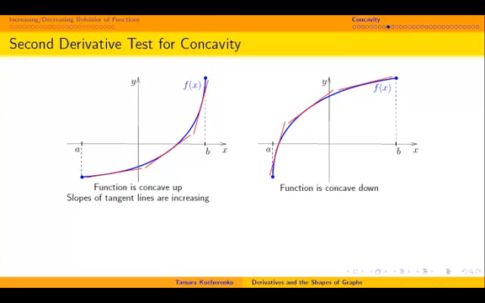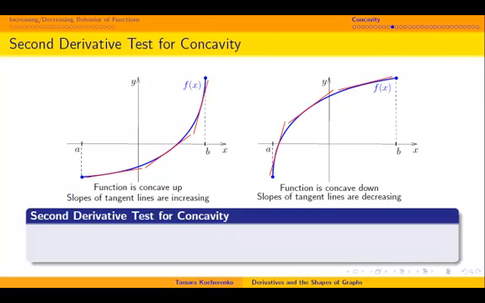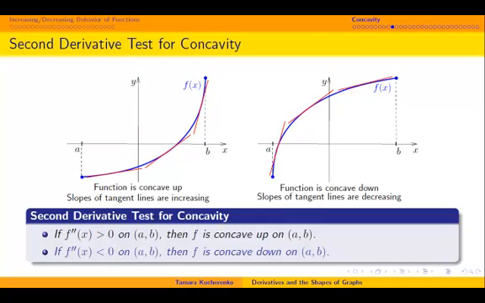Similarly, the slopes of the tangent lines to the concave down function on the right are decreasing. This means that f prime is decreasing and its derivative, f double prime, is negative. This leads us to the second derivative test for concavity. If the second derivative is positive on an interval AB, then the function is concave up on that interval. If the second derivative is negative on an interval AB, then the function is concave down on AB.